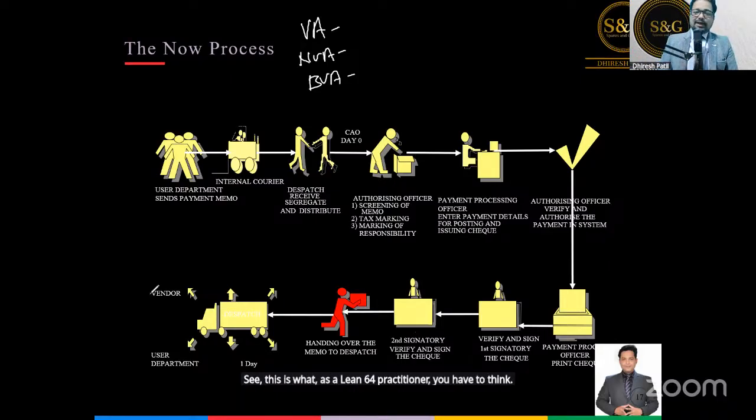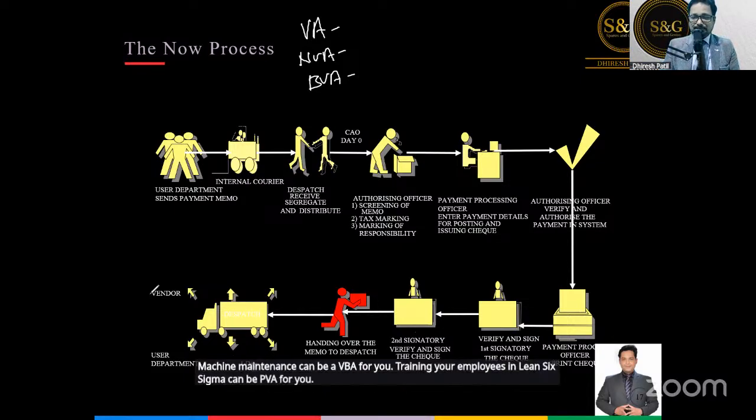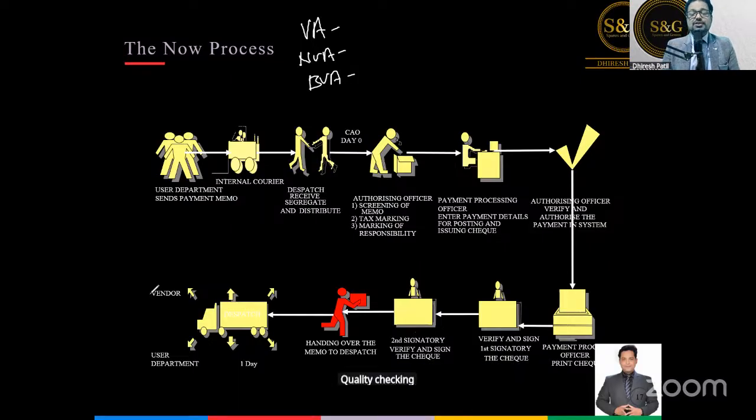Yeah, NVA is waiting time. So Teamwood is complete. Teamwood is NVA. Filling and packaging is value added. Very good. What is BVA? Machine maintenance can be a BVA for you. Training your employees in Lean Six Sigma can be BVA for you. Quality checking can be business value added. Very good. What else?